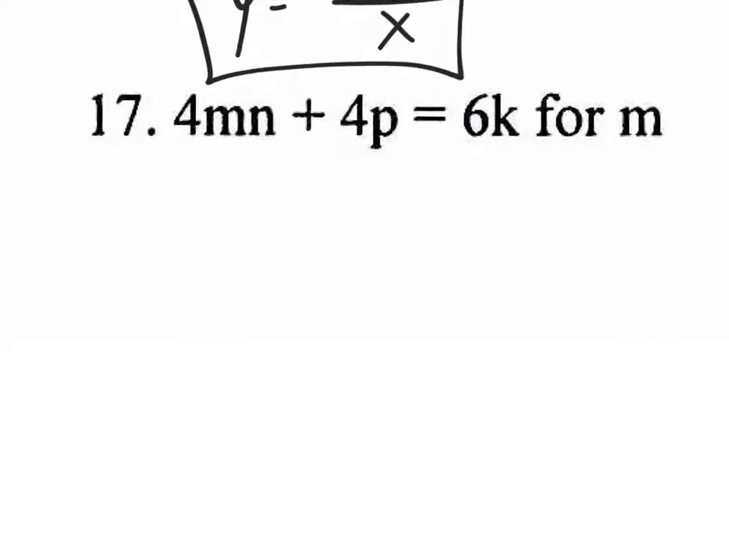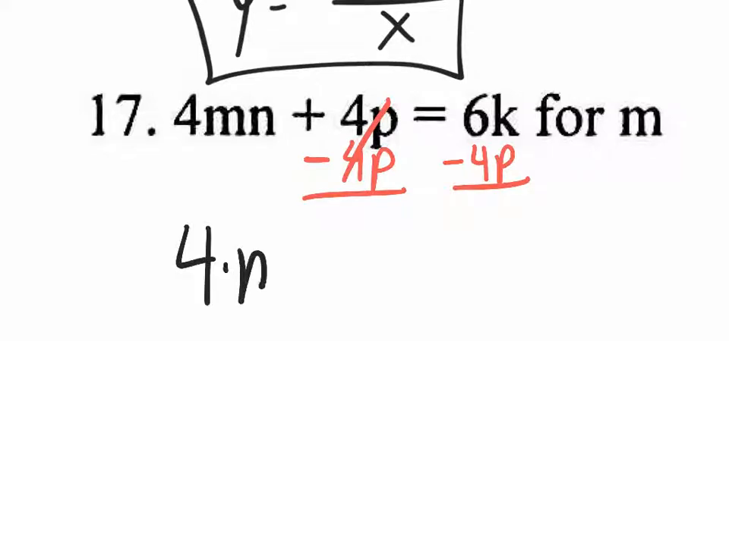Number 17, I want to get m by itself. Now this one's a little tricky because m is right here and it has a times 4 and a times n. So if this is the movie star, these guys are the movie star's buddies, this guy's a loner. Let's get rid of this guy first. Subtract 4p. It'll be 0. Subtract 4p. 6k minus 4p. Since you can't subtract it, you're going to rewrite it.